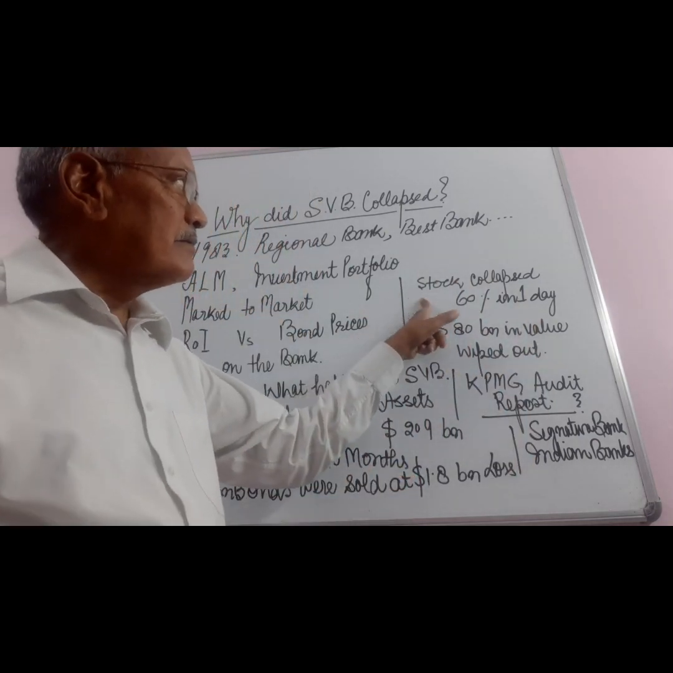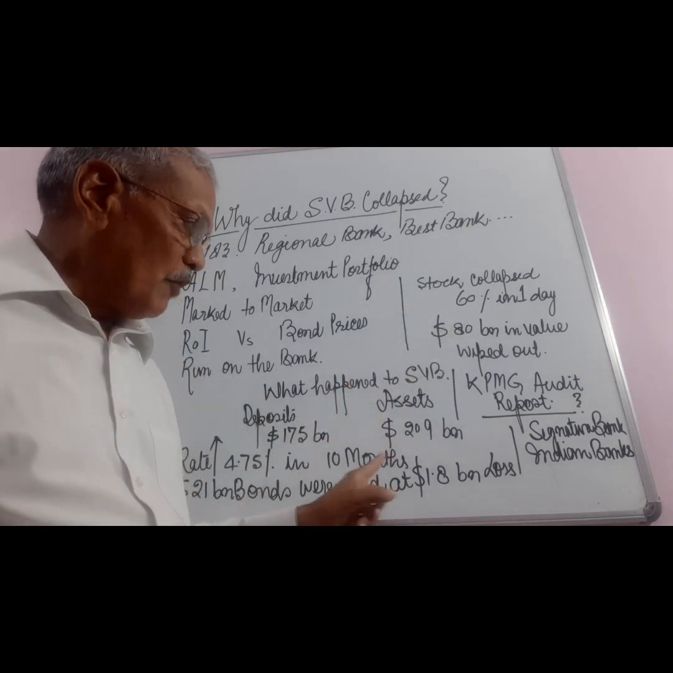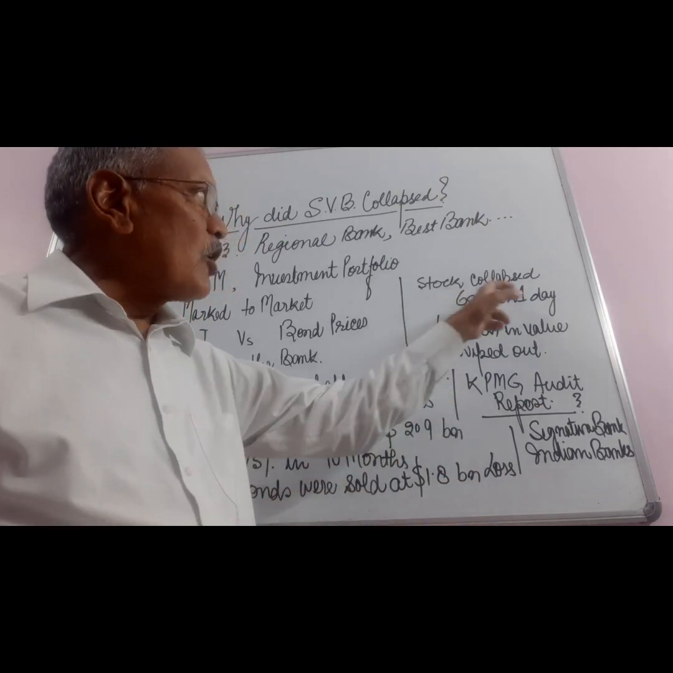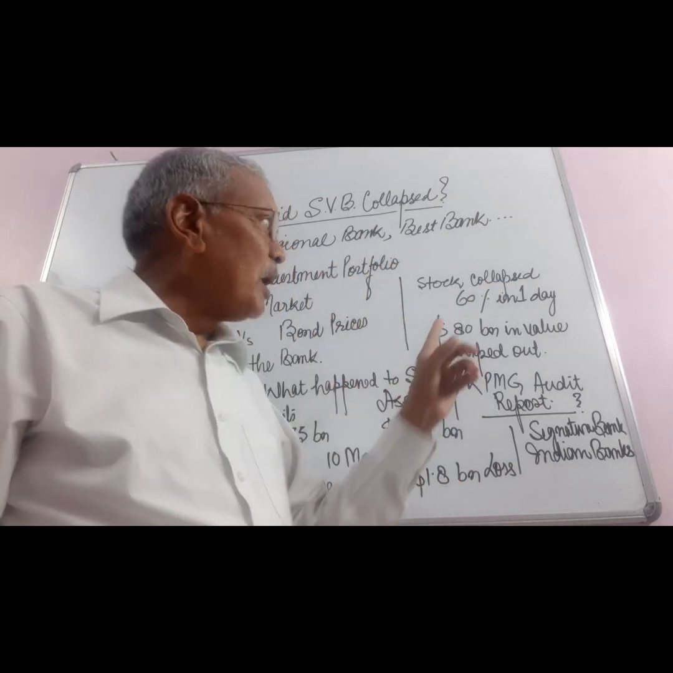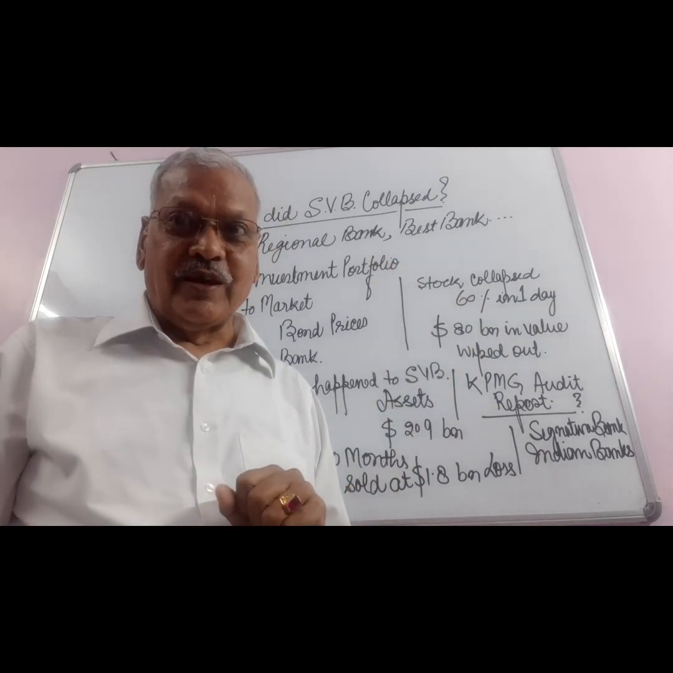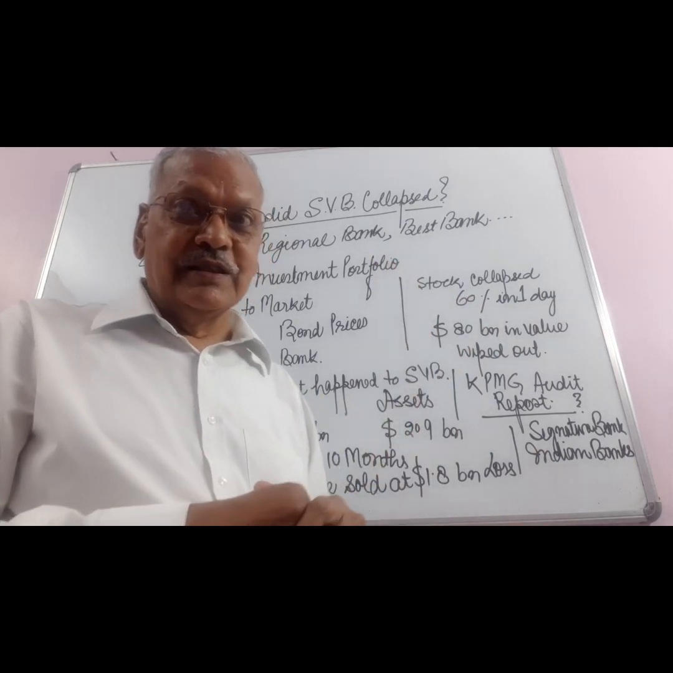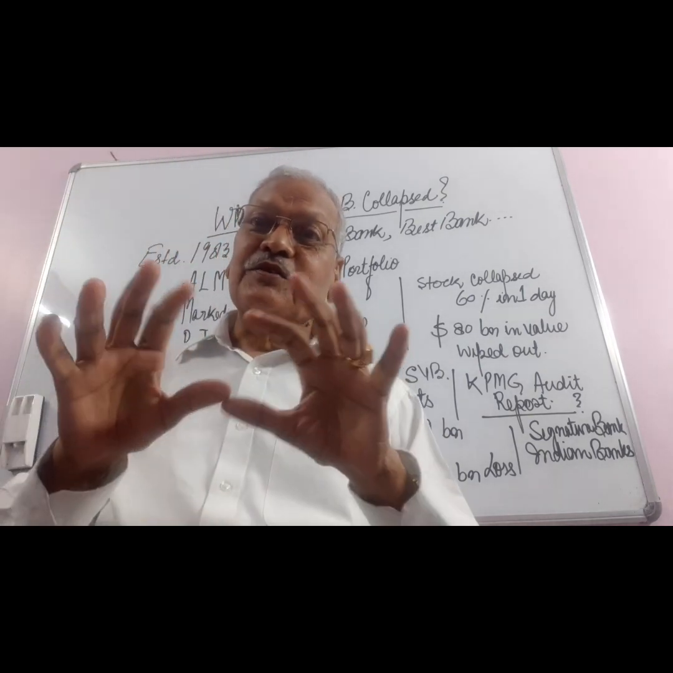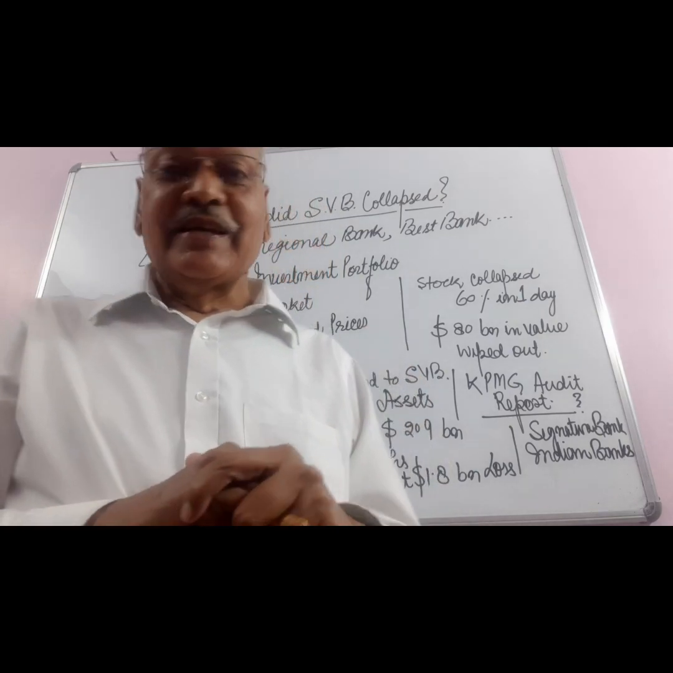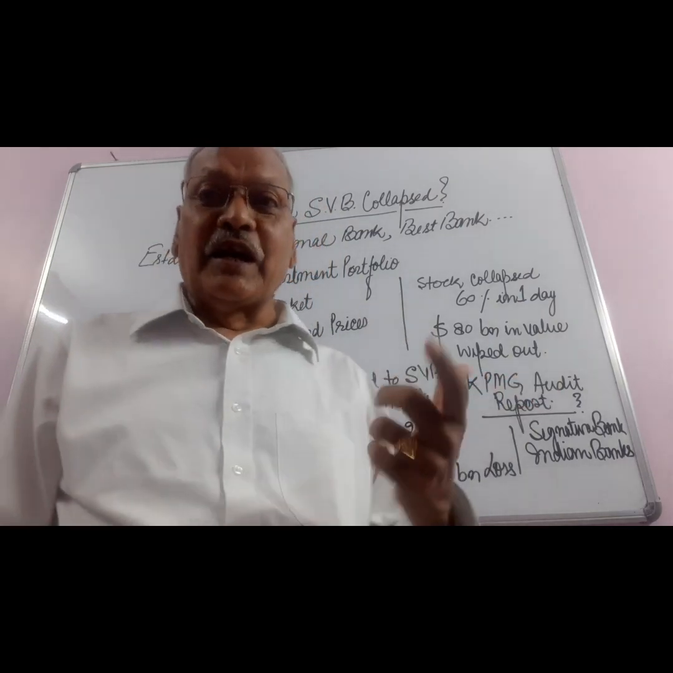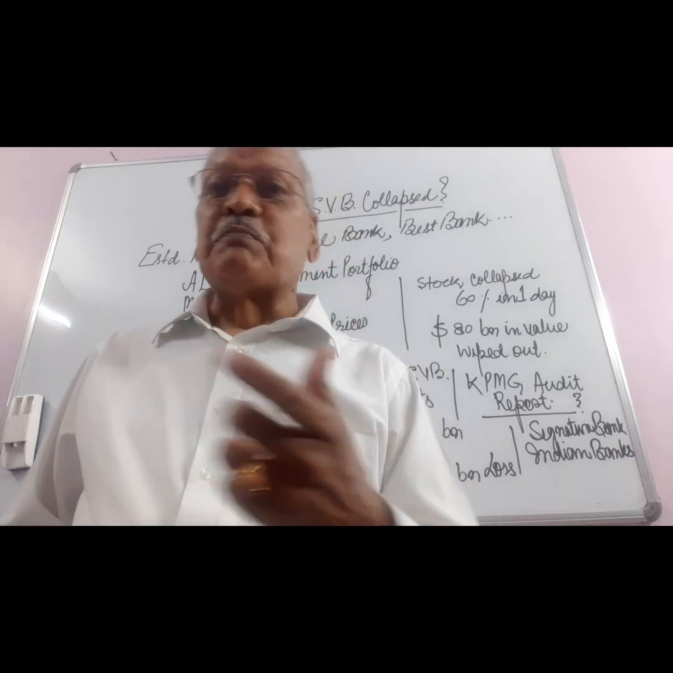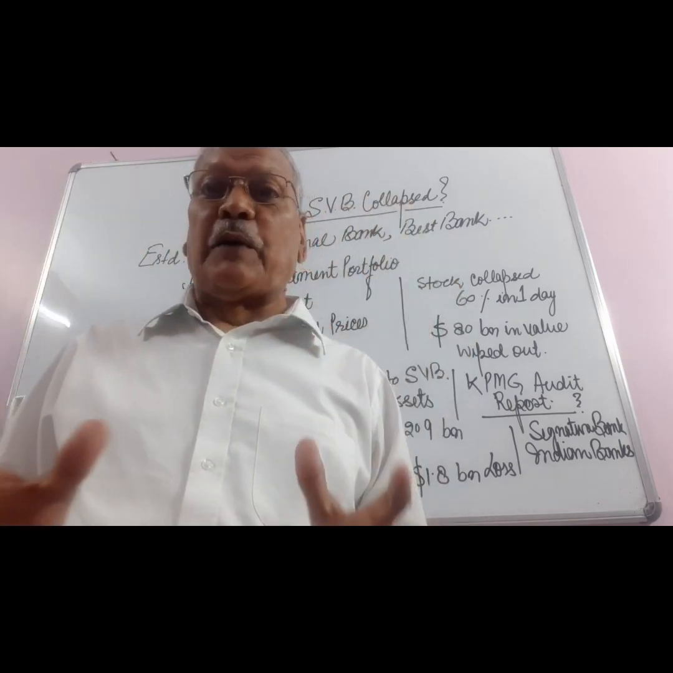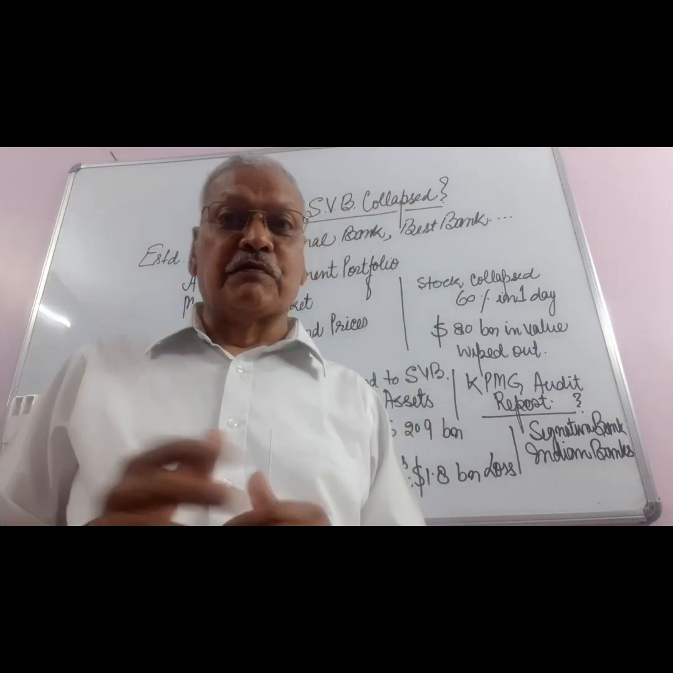Another thing happened: because of this loss of $1.8 billion in a day on their investments, the stock collapsed in a single day by about 60%. And this also triggered a sort of run on the bank. And the surprising fact is that KPMG gave a clean audit report to this bank just 14 days before its collapse. Just 14 days before.